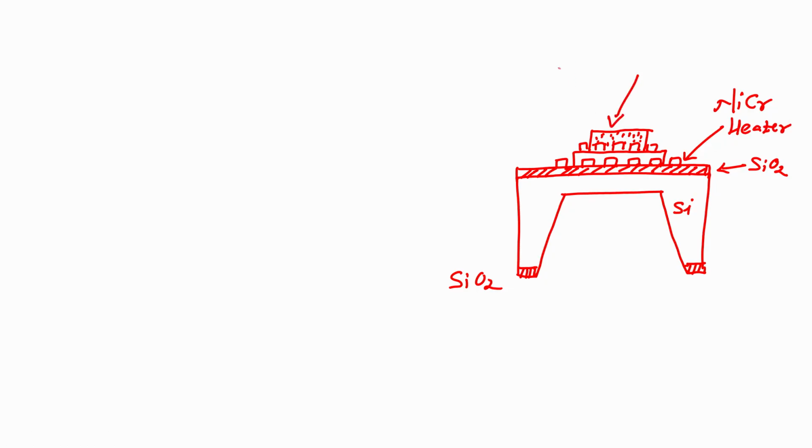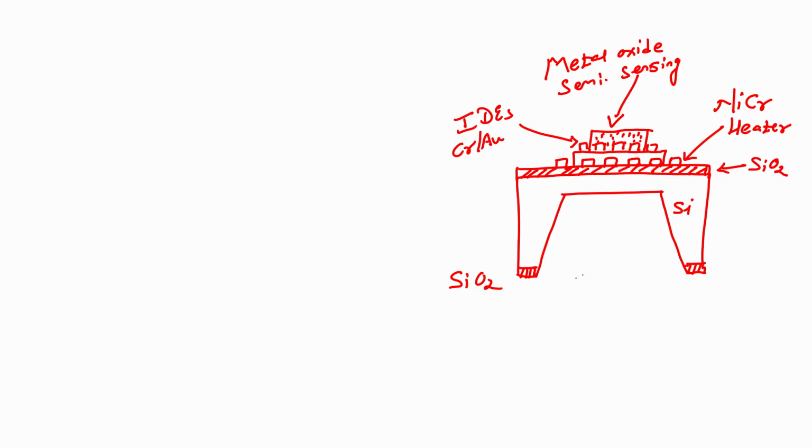This is the metal oxide semiconductor sensing layer. This will be my interdigitated electrodes. It can be chrome gold. This is how my sensor should look.